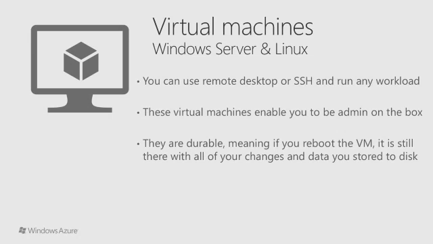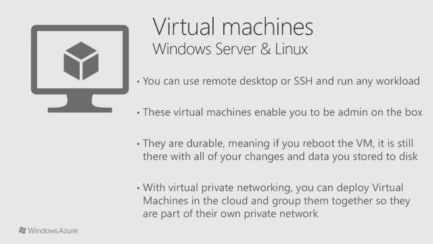It also enables you to do what we call virtual private networking. With virtual private networking, you can deploy virtual machines in the cloud and group them together so they're part of their own private network. You can then connect them back to your corporate network, if you have one, and establish a VPN secure tunnel to link your machines running in your own corporate environment or your own research lab to the virtual machines in the cloud, making them feel like they're part of one large connected network. So there's lots of flexibility in the compute side as well as in the networking side.